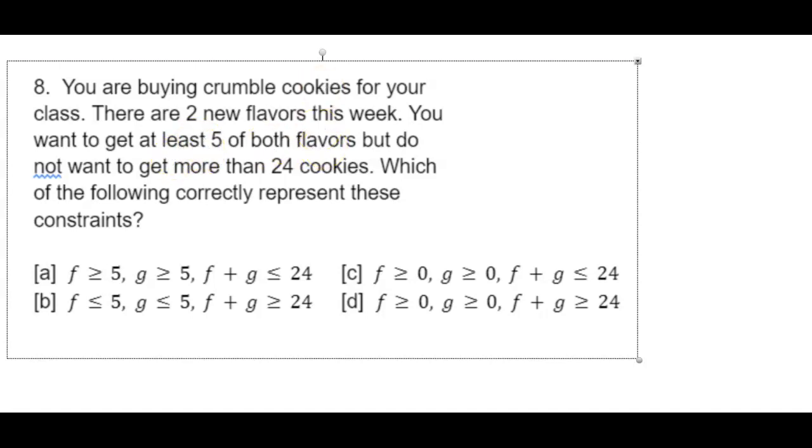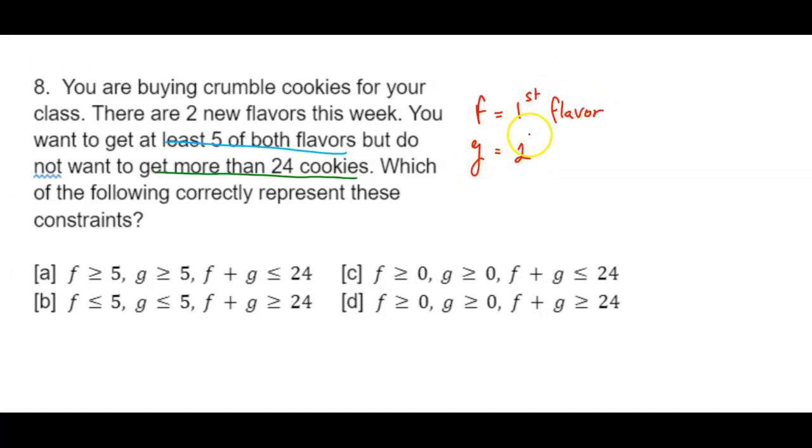All right, that's really important, so I want to underline that. We need at least 5 of both flavors, but we do not want to get any more than 24 cookies. So another constraint is that we want to have no more than 24 cookies. So we've got 3 constraints here. It looks like 2, but remember there's 2 flavors of cookies. We're going to let F be the first flavor. All right, so I'm just going to write this out over here. We're going to let F be the first flavor. We're going to let G be the second flavor.